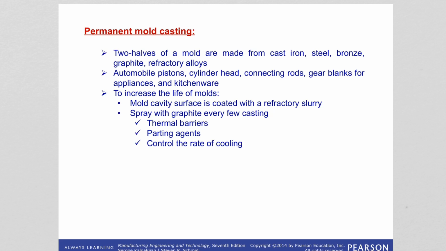Okay, so we were talking about how to increase the life of the molds. In this case, the mold cavity surface can be coated with a refractory slurry. This can also be graphite, applied every few castings. So these coatings can serve as parting agents and also as thermal barriers. And this can also control the rate of cooling of the casting.